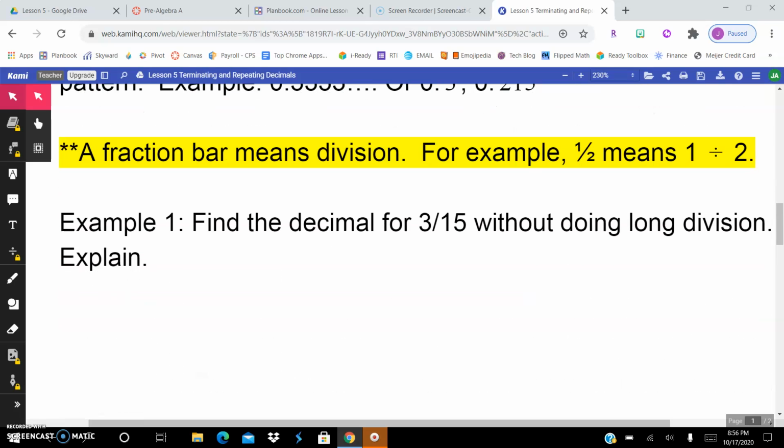Also here, I highlighted something that's very, very important. A fraction bar means division. So when you see a fraction, for example, 1/2, you say it 1/2, but it really means 1 divided by 2. So that fraction bar is division. It's kind of like when we were adding and subtracting integers. A minus sign is also the same thing as a negative sign.